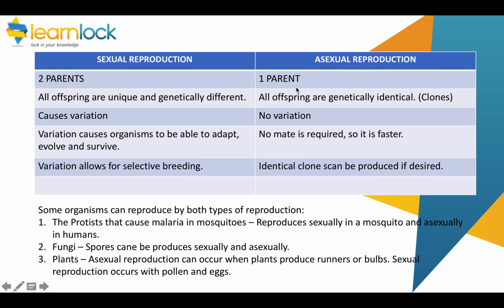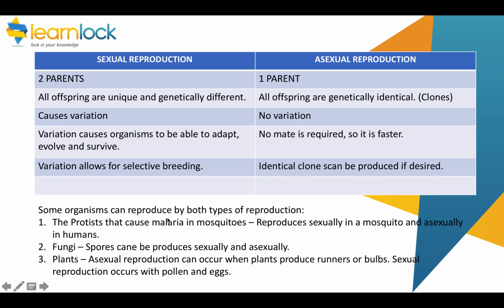Asexual reproduction is one parent, so all the offspring are identical, they're clones. There's no variation, and because no mate is required, it is faster. And it can be used for cloning, for example, cloning identical plants.